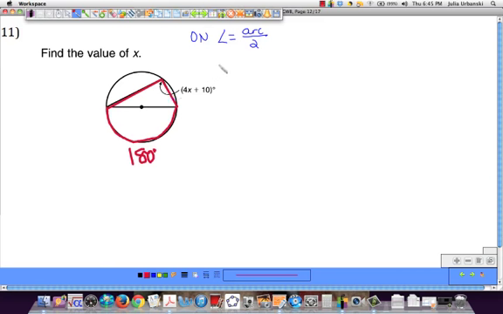So the angle is 4x plus 10. The angle right there. The arc is 180. This arc is 180, and then you divide by 2. So 4x plus 10 really equals 90. Subtract 10 from both sides. You get 80, and x equals 20. See if they wanted you to plug it in, but no, it just says find the value of x.